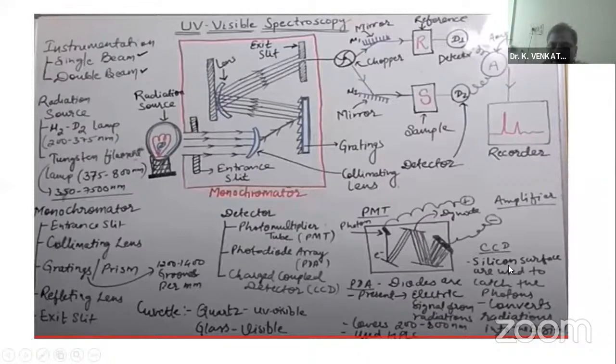And CCD, the charge coupled device, uses a silicon surface to catch the photons from the UV rays, from the radiation. So the radiation is converted to signals. This is the principle of UV.